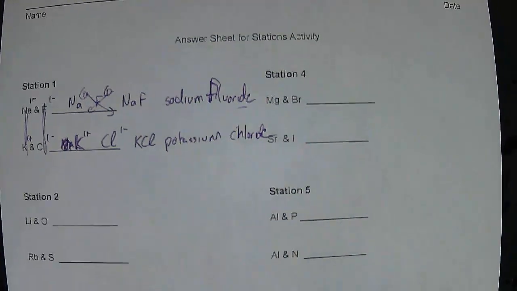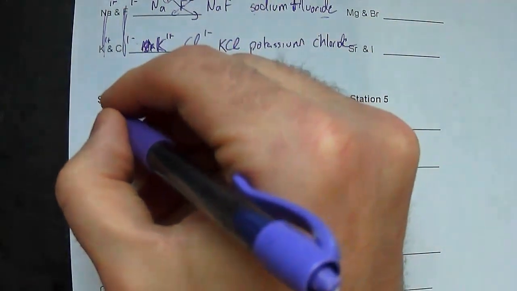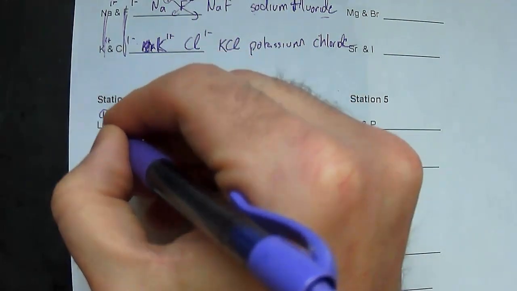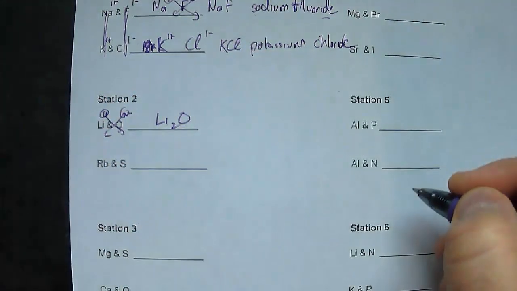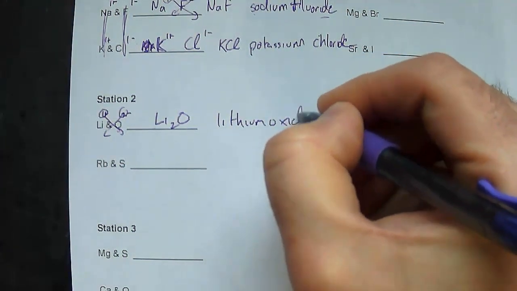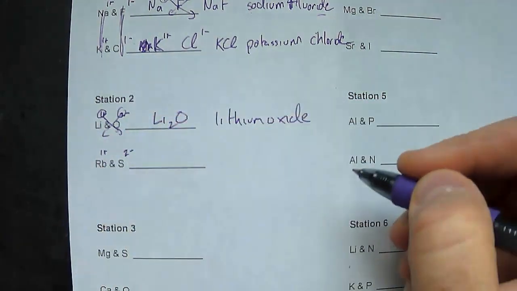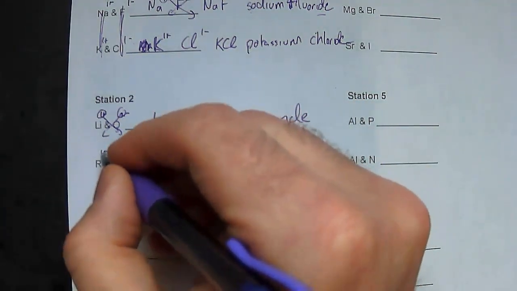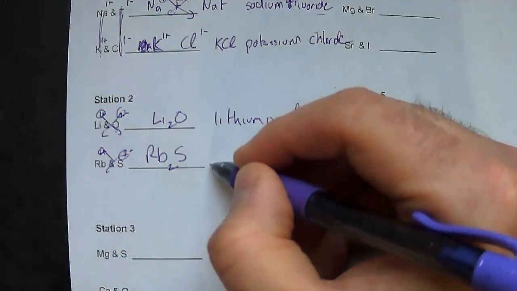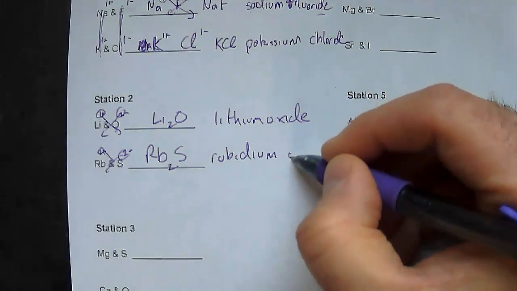Okay. So station 2 here. Li is a 1 plus. O is a 2 minus. You crisscross these things, and you get Li2O, and the name of this is lithium oxide. Okay, Rb is a 1 plus. S, sulfur, is a 2 minus. You crisscross, and you get Rb2S, which is rubidium sulfide.